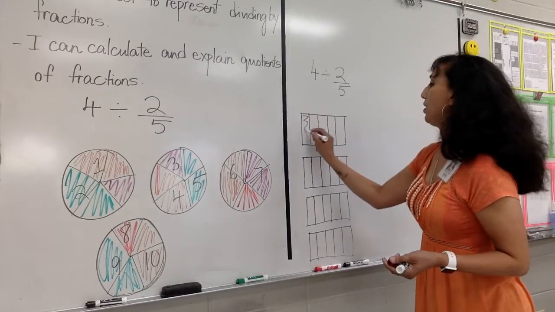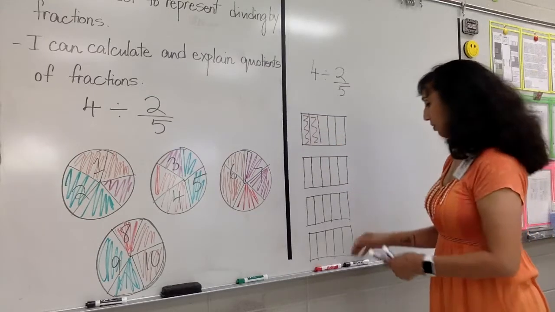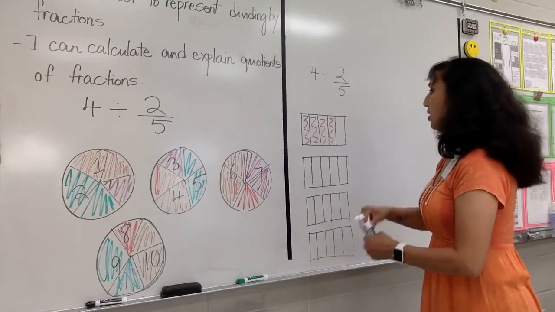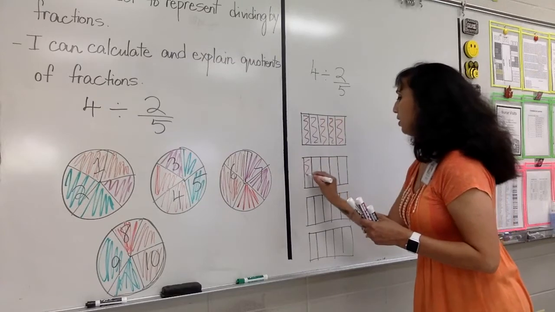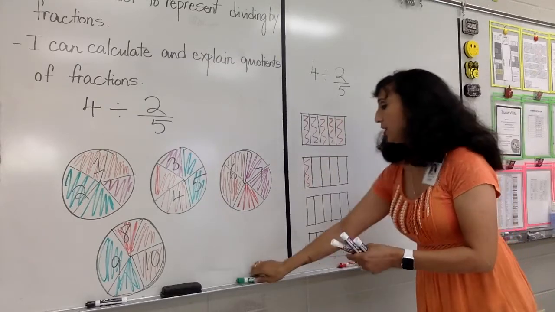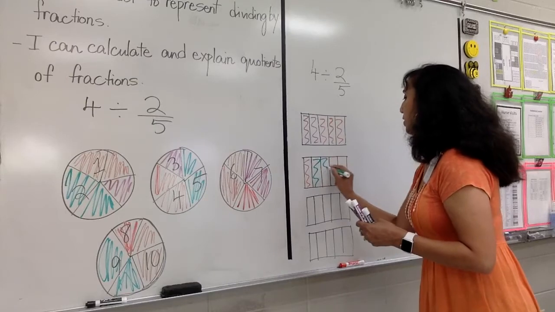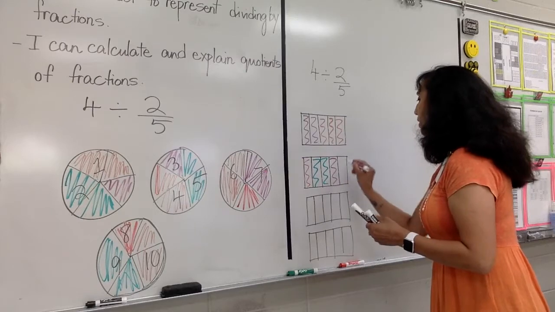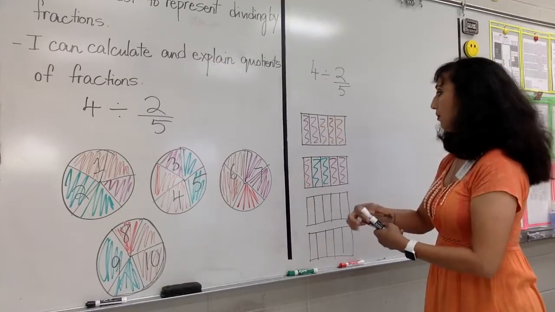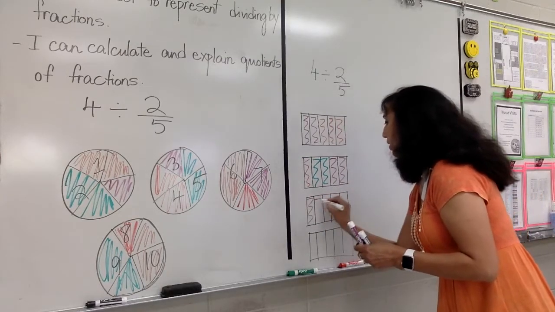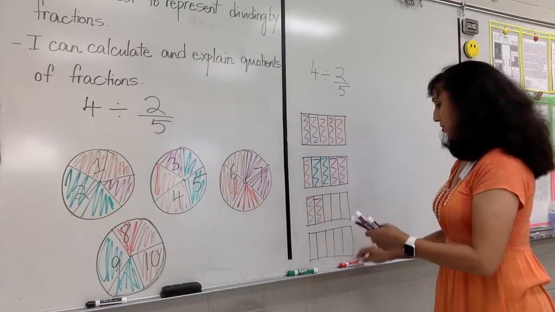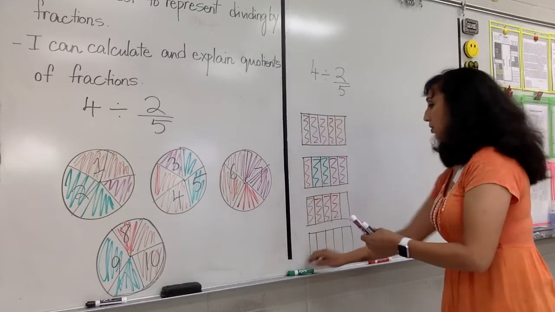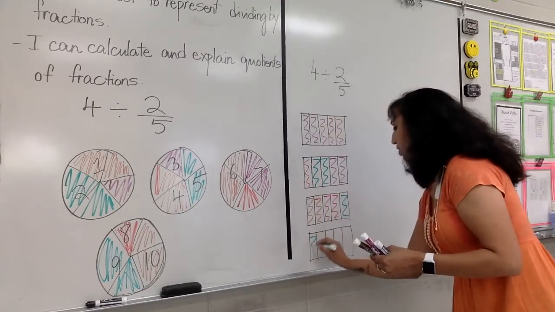And then now you can go ahead and do 2 out of 5. Okay, 2 out of 5. 1, and here's the second one, 2. Okay, so you can see what I'm doing. 1, 2. 1, 2. 1, 2. 1, 2.